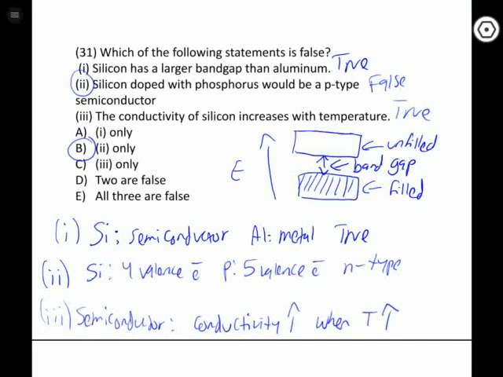Okay, questions on those concepts? Yeah. Why is number 2 false? Because silicon doped with phosphorus would be an n-type semiconductor.